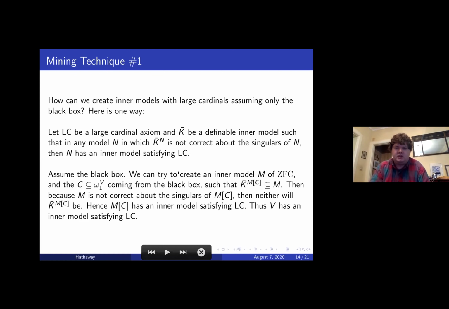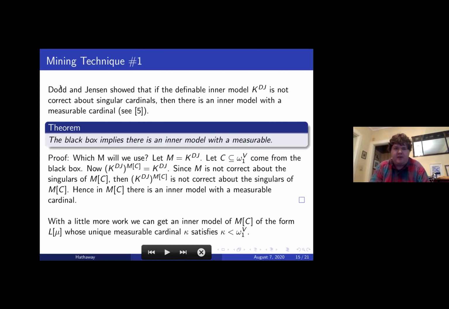All right, so let's see a specific example of how this is used. Dodd and Jensen showed that if the definable K_DJ is not correct about singulars, then there is an inner model with a measurable cardinal. So we can use that with the black box. The black box implies there's an inner model with a measurable. So how are we supposed to do this? The whole tricky part is coming up with the correct M, but let M be the Dodd-Jensen core model, and let C be a club subset of omega 1 coming from the black box.